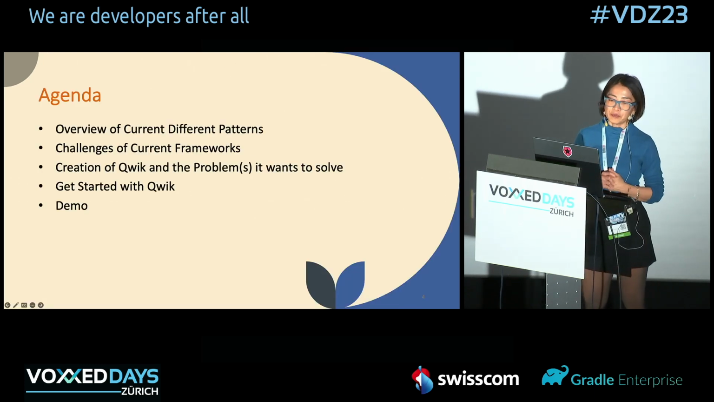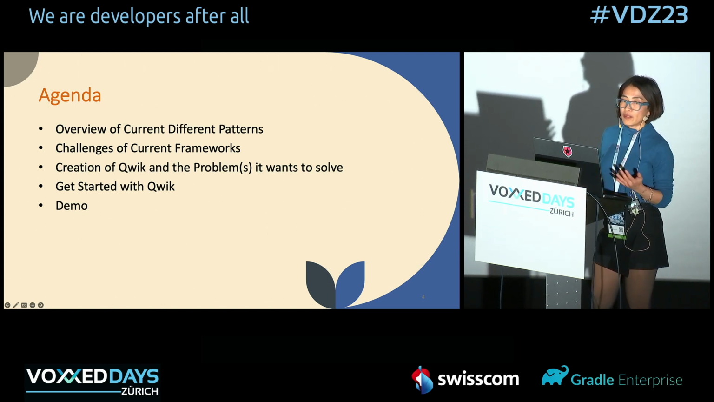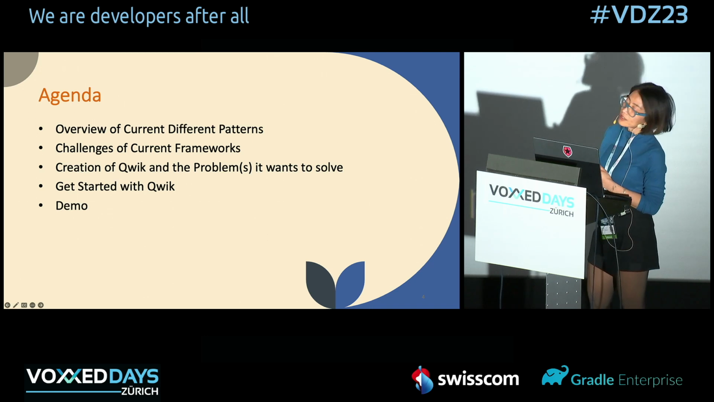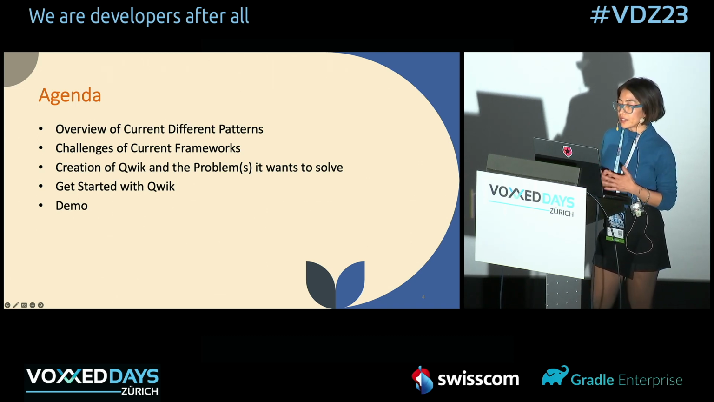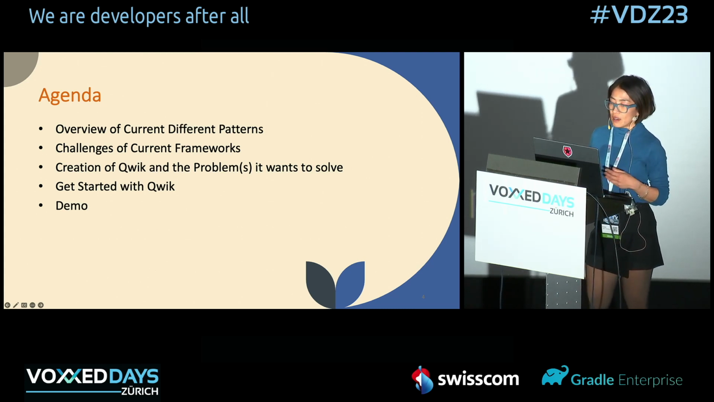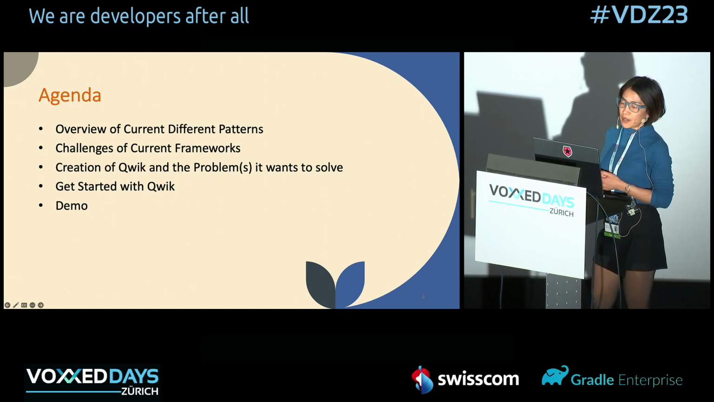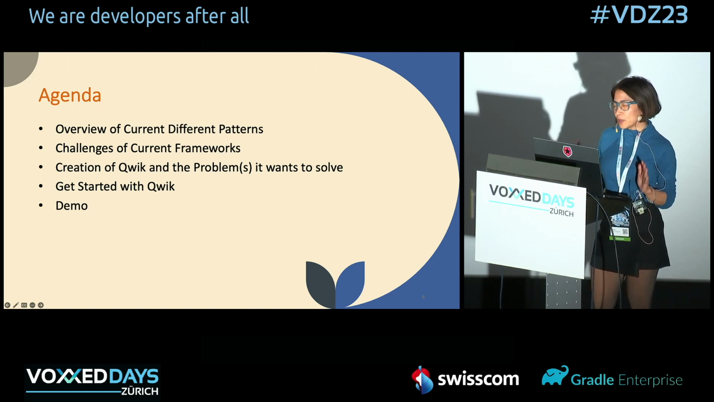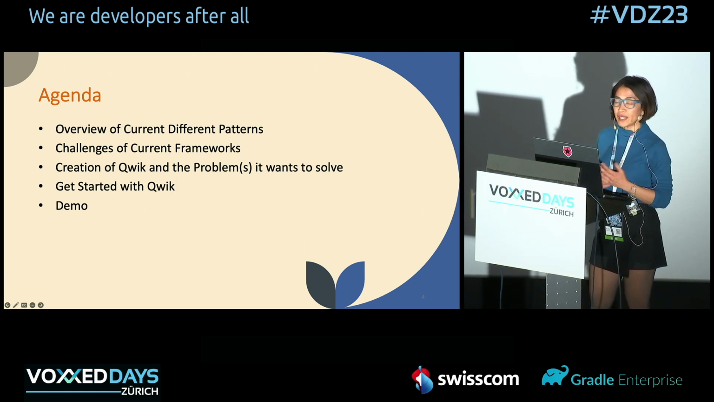For this session, we will talk about an overview of current rendering patterns, and then we'll take a look at the challenges of current frameworks and why Qwik was developed, essentially the problem the creators of Qwik want to solve, or in other words, the concept of resumability in the next generation of front-end framework, which is the O(1) loading time. And then let's have a little demo on how to get started with Qwik and see this resumability and lazy loading in action.